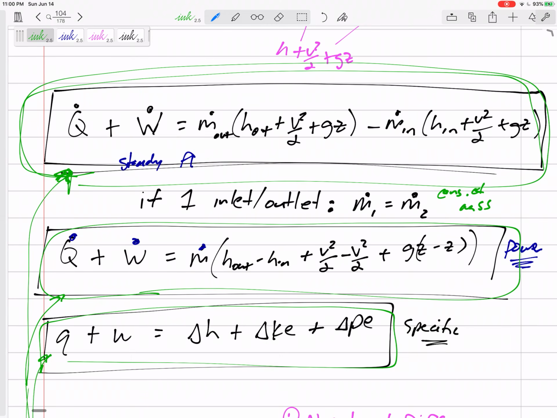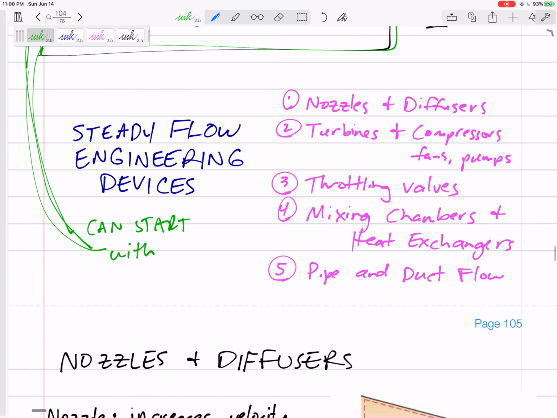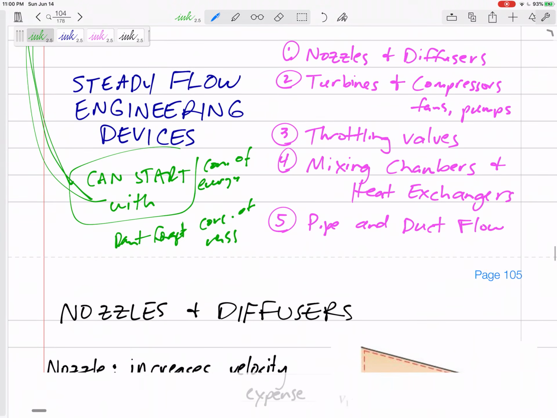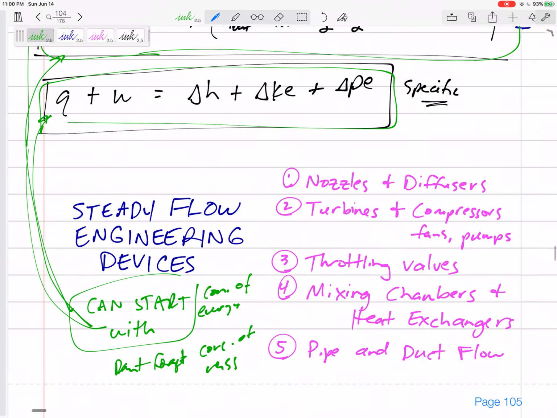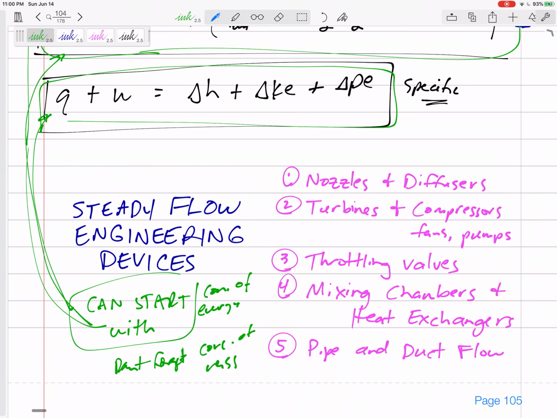And we've got that equation, so maybe we take that equation and solve for some unknown. And don't forget conservation of mass. If there's not one inlet and outlet, then we might need to really think about this m dot in and m dot out. If we've got two inlets and one outlet, the two inlets have to equal the one outlet, right?